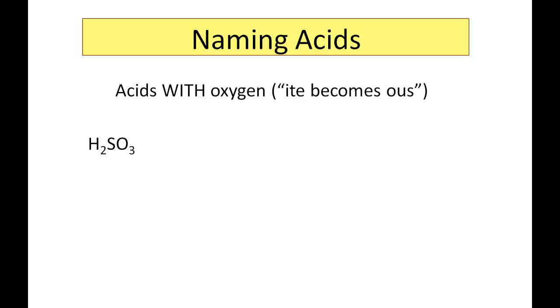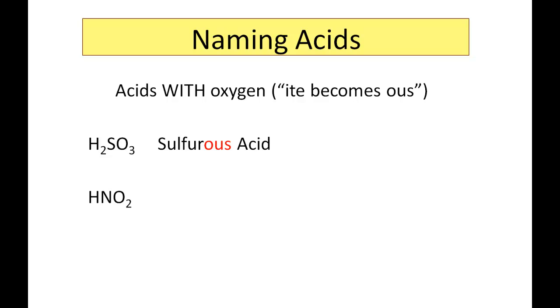Let's say we had hydrogen paired up with a polyatomic ion that ended with ite, not ate. If it ends with ite, we replace the ITE with OUS. So here we have hydrogen paired up with sulfite. Instead of saying hydrogen sulfite, we would say sulfurous acid. Notice it looks exactly like sulfuric acid, except it ends in OUS instead of IC.